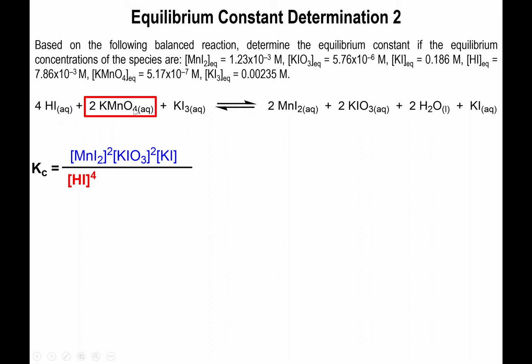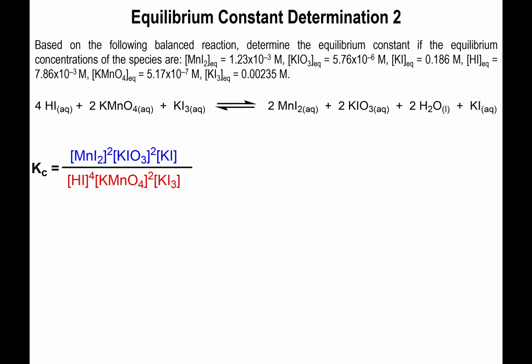Likewise, the next reactant is aqueous potassium permanganate. This particular substance you want to place in the denominator, and you want to raise it to the second power. Okay? And the last one, KI3. You want to bring this molecule down here and raise it to the first power since it only has a coefficient of 1. Alright, so now we have the entire expression arranged for us.